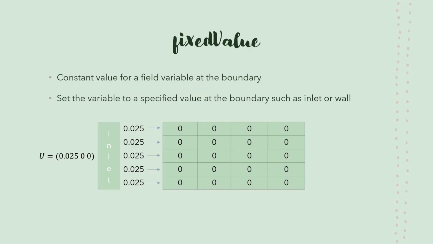Next condition that we have is fixed value. This essentially talks about having a constant value for a field variable at your boundary. We essentially just set a specified value at that boundary. For instance, if we have the inlet right there and we want to initialize the flow at 0.025 meters per second in this direction, we just put that value. And notice that the velocity has three different components here, the i, j and k individual components right there.